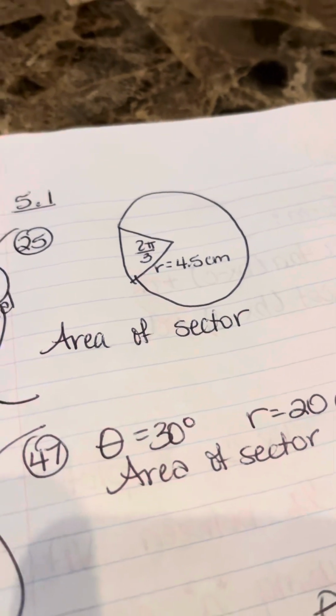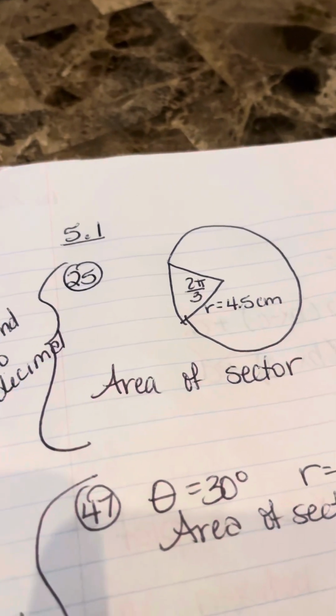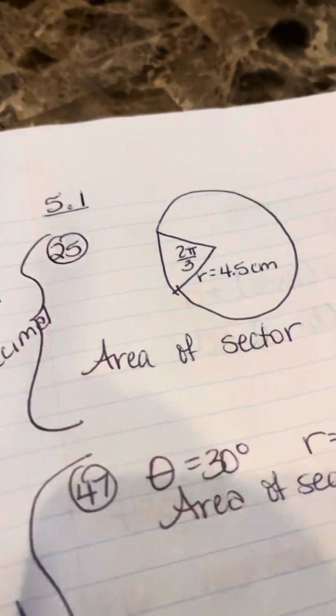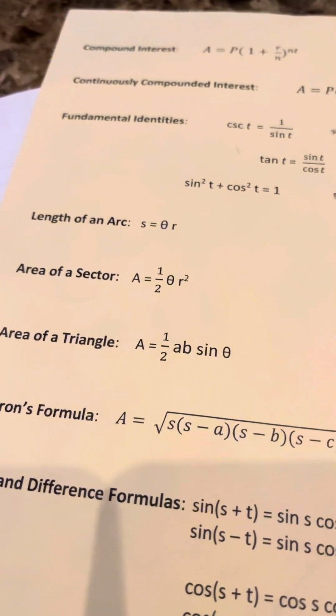A lot of these questions I've already gone over before, so I'm going to go through this very, very quickly. Number 25, it's asking for the area of a sector. So we go to our formula sheet. We look for the formula for area of a sector. There it is right there.